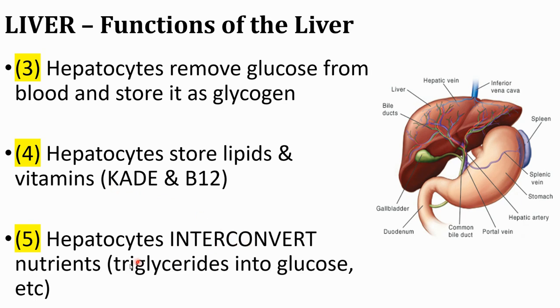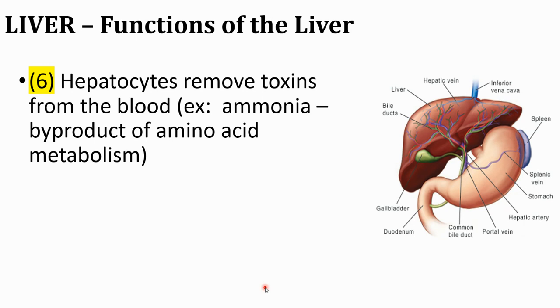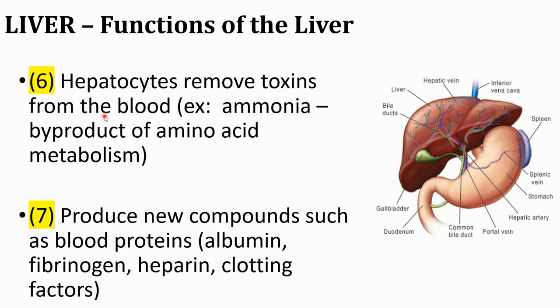Hepatocytes interconvert nutrients. We're going to talk about that when we get to the nutrition chapter, chapter 24. So it will be able to take triglycerides, for example, and turn them into glucose. It'll take proteins and turn them into glucose and then store it in the form of glycogen if necessary. Hepatocytes remove toxins from the blood, such as ammonia, byproducts of amino acid metabolism. We talked about that as a function of the liver back in chapter 1.